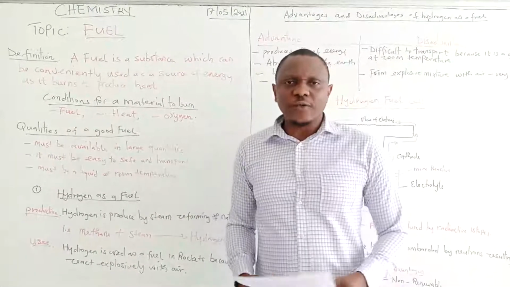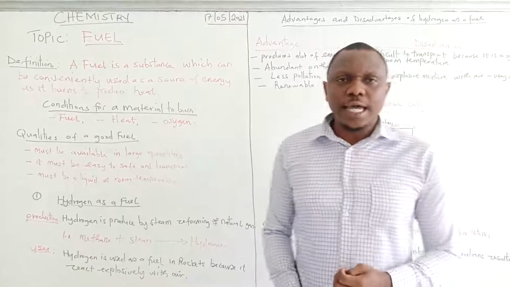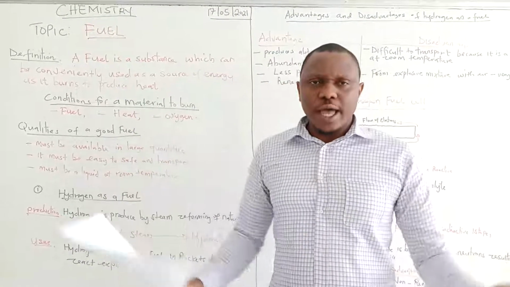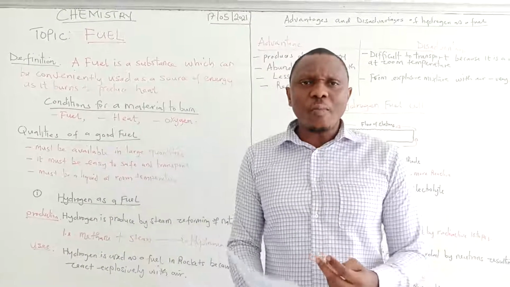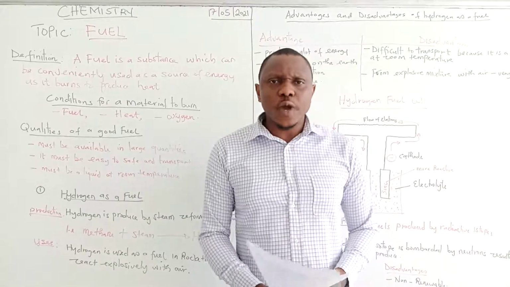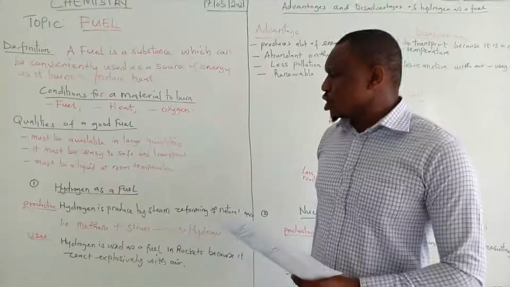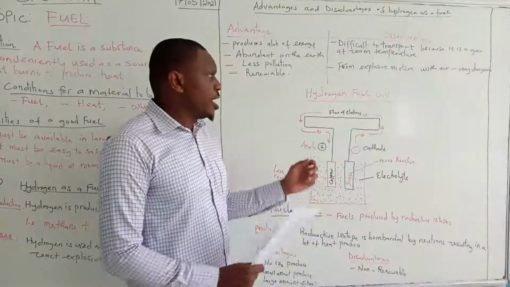What is the use of hydrogen? Hydrogen is used as a fuel in rockets. Why? Because hydrogen combines explosively with oxygen. That is why it is being used as a fuel in rockets.